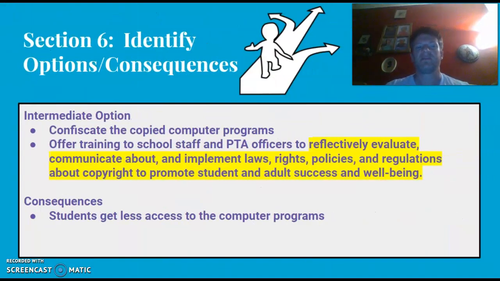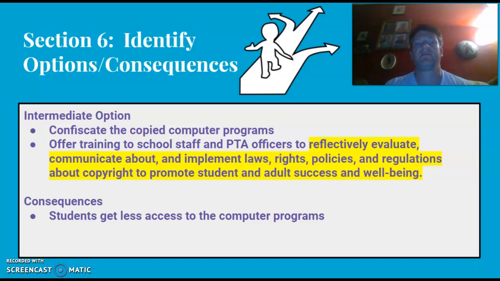There is an intermediate option, though, and that's for Mr. Sample to confiscate the copied computer programs, and then offer training to school staff and PTA officers to reflectively evaluate, communicate, and implement laws, rights, policies, and regulations about copyright to promote student success and adult success and well-being. The only consequence of this option is that students get less access to computer programs.